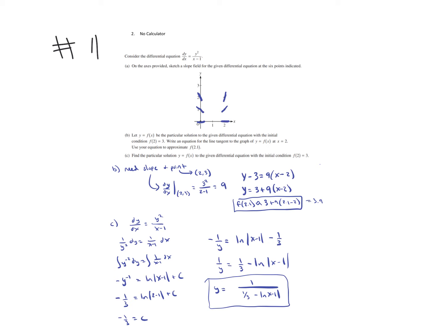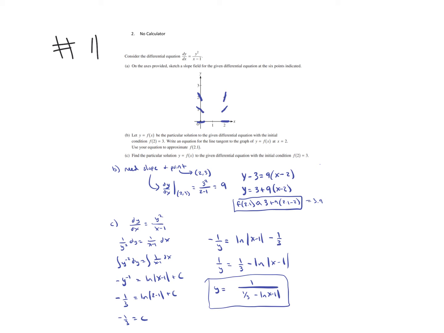Again, read through it. It says y equals f of x is the particular solution to the given differential equation, which means I can find the slopes of f of x using the differential equation. They give us the initial condition, f of 2 equals 3 again, and this time write the equation for the tangent line. Okay, so this is sort of a two-part thing. Write the equation for the tangent line at x equals 2, and then use your equation to approximate f of 2.1.